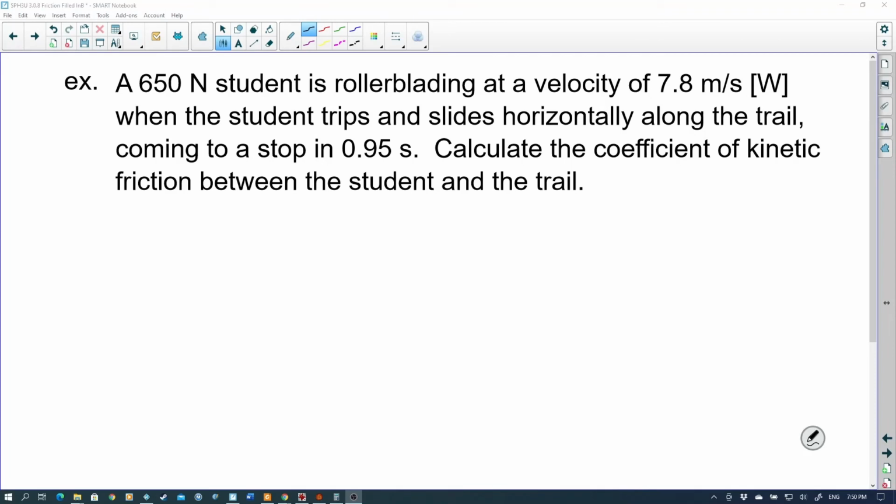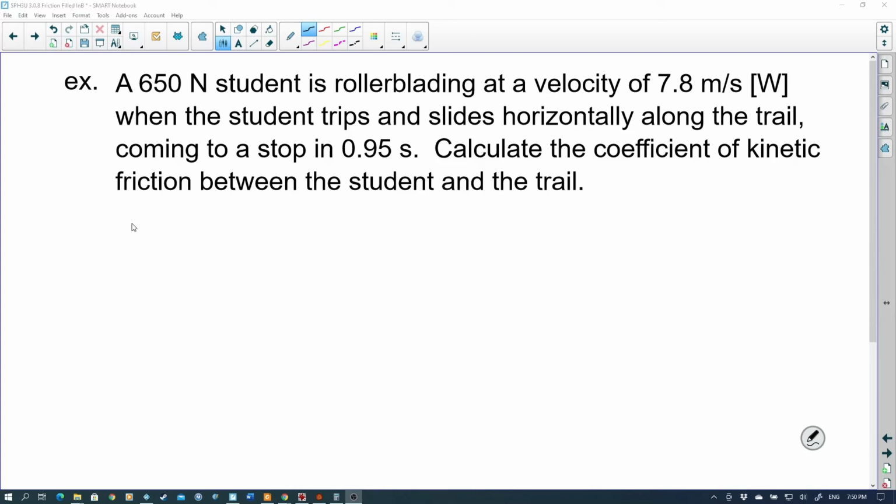Here's another example out of your textbook. A 650 Newton student is rollerblading at a velocity of 7.8 meters per second west when the student trips and slides horizontally along the trail, coming to a stop in 0.95 seconds. Calculate the coefficient of kinetic friction between the student and the trail.